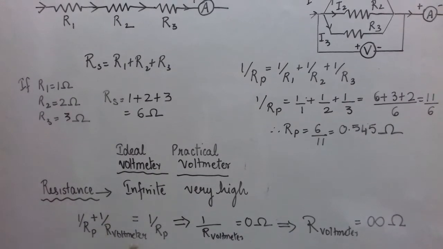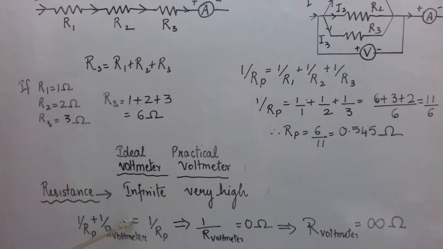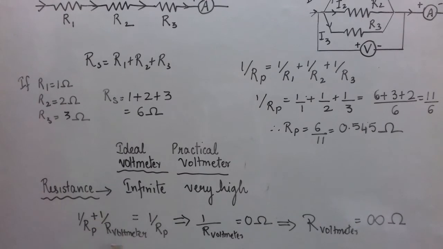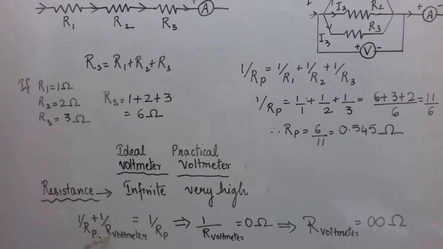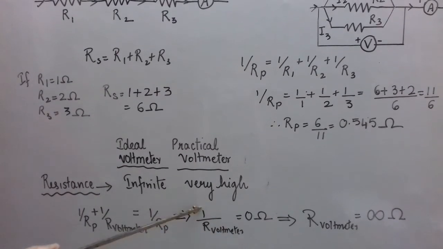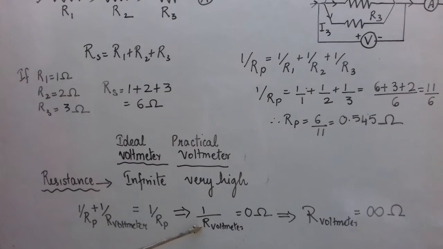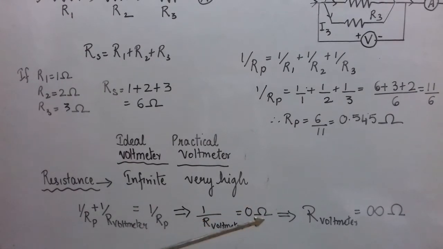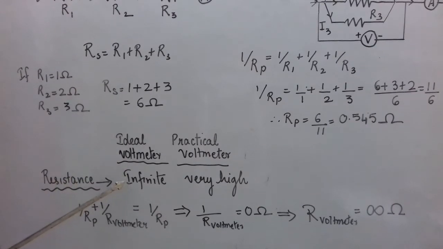And as I have told you, this effective resistance of the parallel combination and the voltmeter should be equal to the effective resistance of the parallel combination only, that is Rp. So this should be equal to 1 upon Rp because it should not affect the total resistance or total current in the circuit. This is possible when 1 over R voltmeter is equal to 1 over Rp minus 1 over Rp, that will be 0 ohms. And 1 over anything is 0 when the denominator is infinity. So R voltmeter is equal to infinite ohms. So we can write resistance of an ideal voltmeter is infinite.